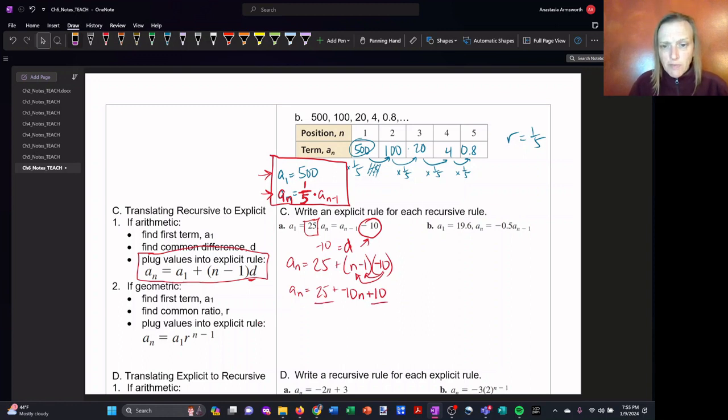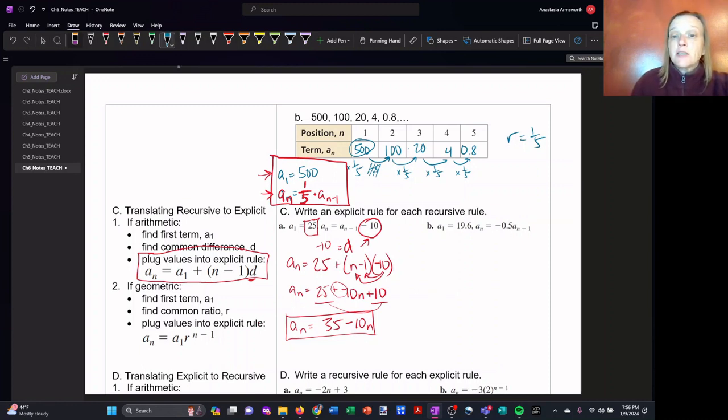And then I can further simplify by combining my like terms here. So a sub n equals 35 minus 10n. We don't usually write two addition subtraction signs next to each other. Plus a negative is the same as subtraction. So this is the fully simplified version of my explicit rule, 35 minus 10n.